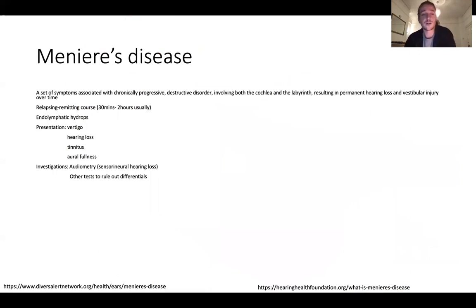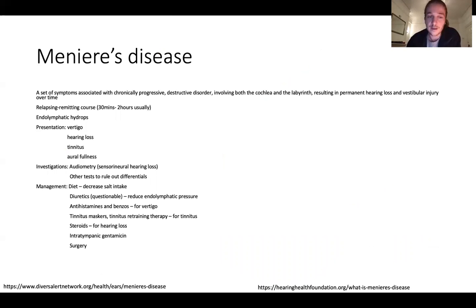So investigations, so audiometry, they'll have a sensorineural hearing loss, and then you just rule out other things. And the management generally for Meniere's is you want to reduce fluids, so lower salt intake diet, give them diuretics can potentially help, but there's been some studies that say that it isn't actually beneficial. And then other than that, you're just sort of controlling symptoms. So for the vertigo, give them antihistamines and benzos to sort of calm them down.